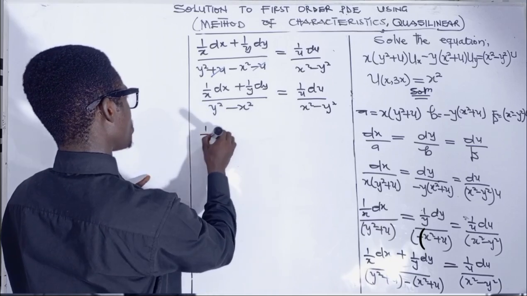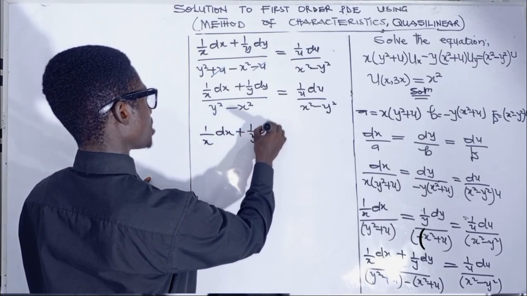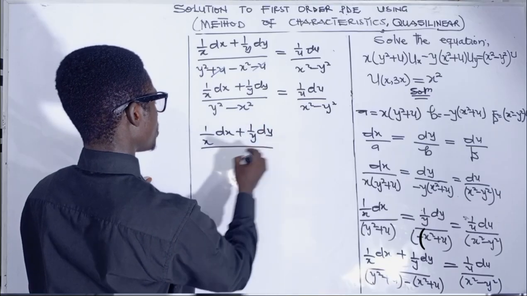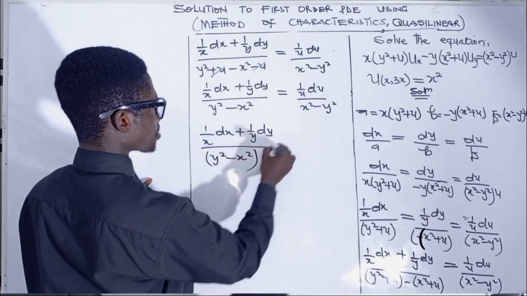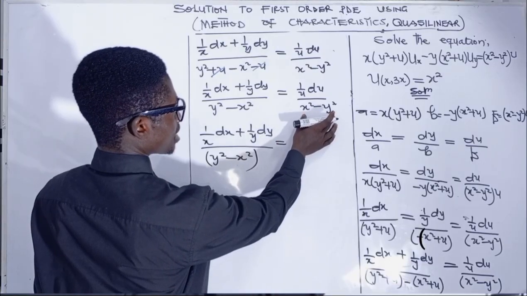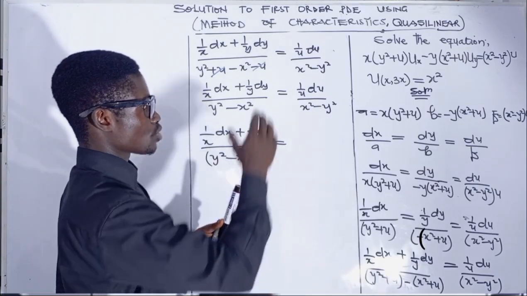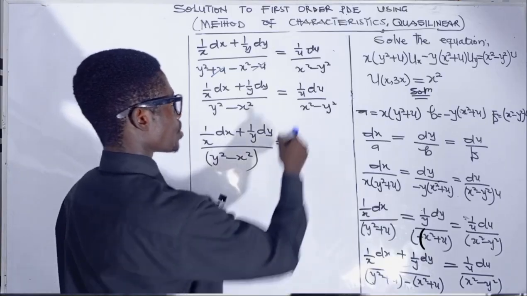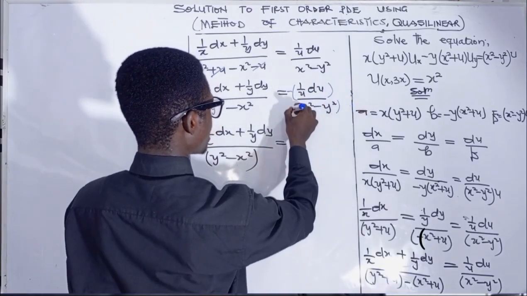So we have 1 all over x dx plus 1 all over y dy all over y squared minus s squared. Now let's make this one look like this. And we can do that by multiplying the top and down by negative 1. So we multiply here by negative 1 and then multiply here by negative 1.